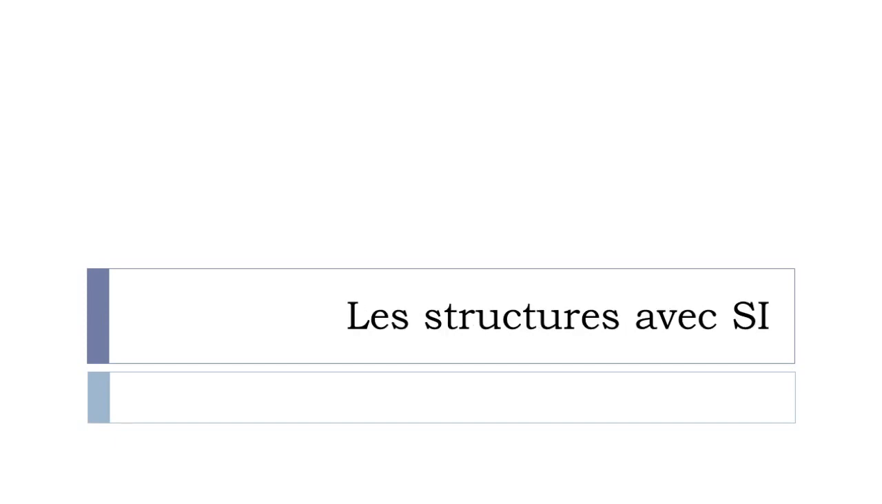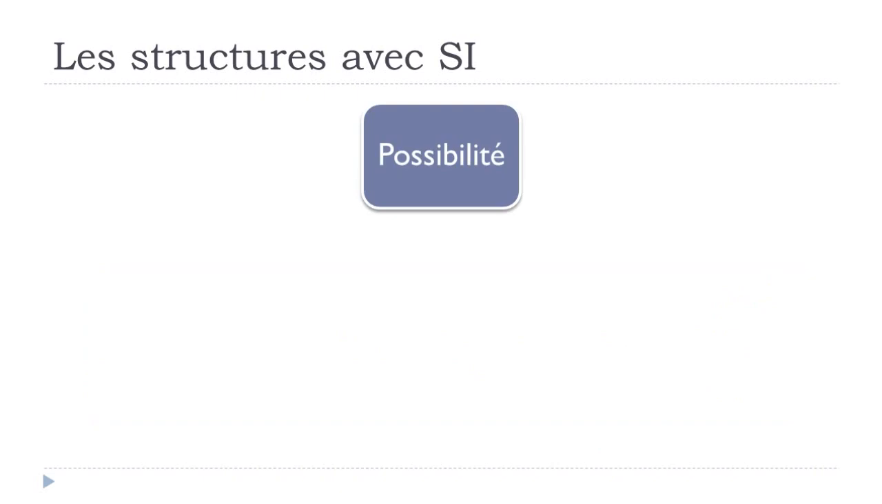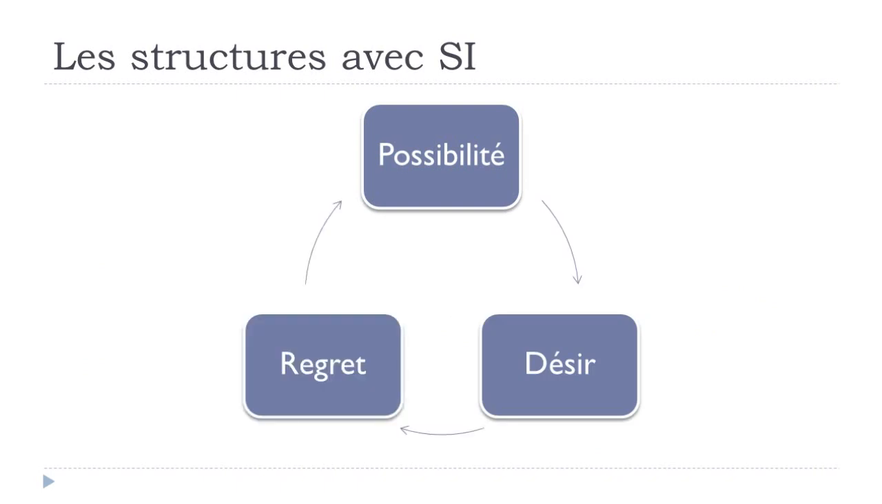In this lesson we'll see together how to construct these structures or sentences when you want to start with if. If in French it's si. Okay, so les structures avec si. So let's start now. The first option we'll have is if we want to express la possibilité. The second one, le désir, and the last one, le regret. Okay, so possibilité, possibility, désir, desire, and then regret, regret. And so we'll start with la possibilité.